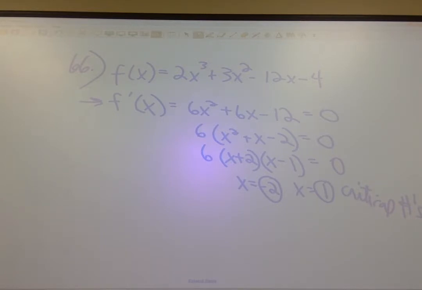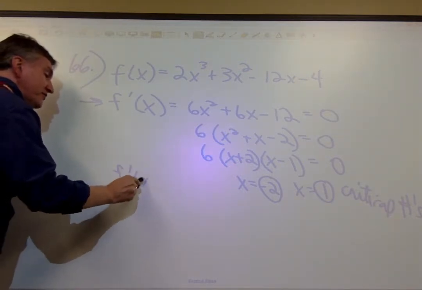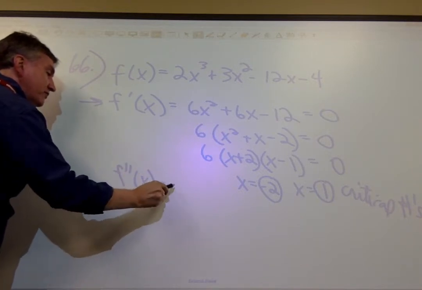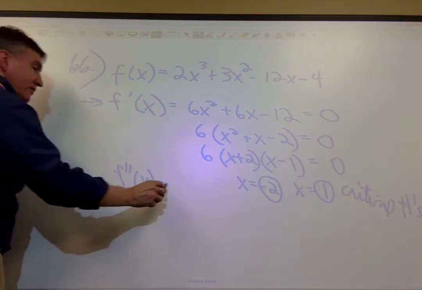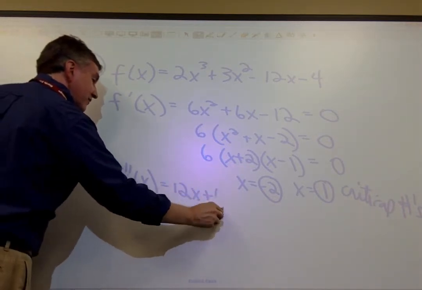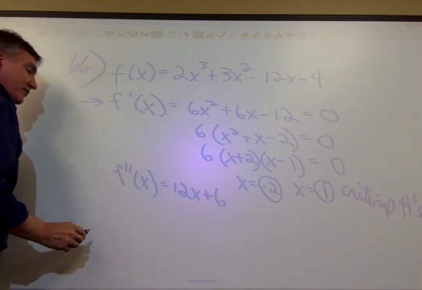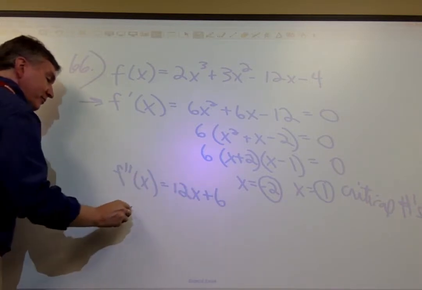Now the question is, do those lead to a max or a min for that function? Well, to make it easy, let's find the second derivative and use the second derivative test. What is the second derivative? Very easy. All right, so now let's test them.